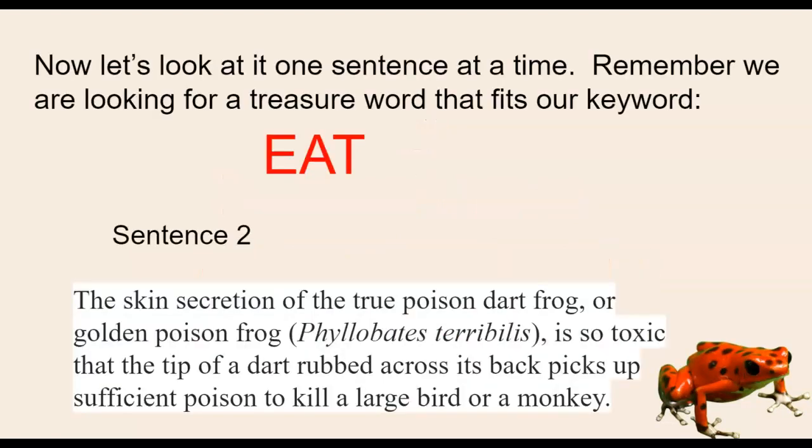So there's our second sentence: "The skin secretion of a true poison dart frog or a golden poison dart frog is so toxic that the tip of a dart rubbed across its back picks up sufficient poison to kill a large bird or monkey." Remember, our word is "eat." I want you to tell me, does it have a treasure word? Does it not have a treasure word? If it has a treasure word, what is the treasure word?